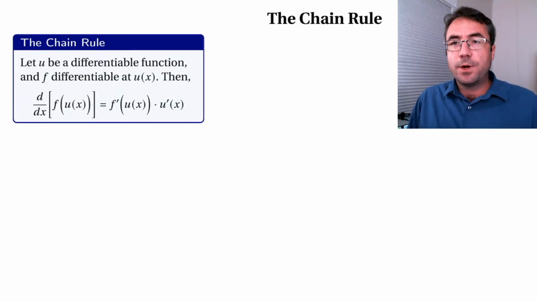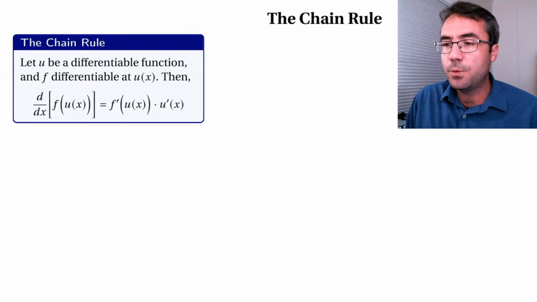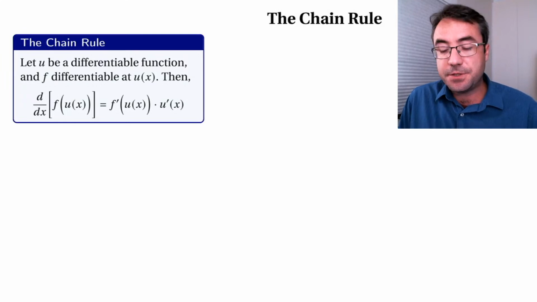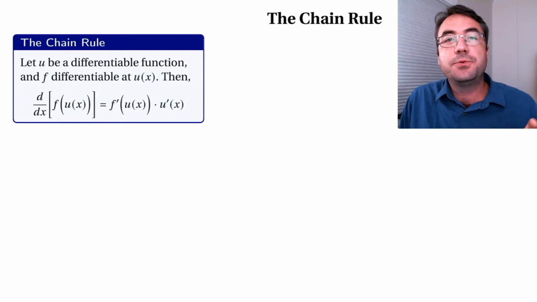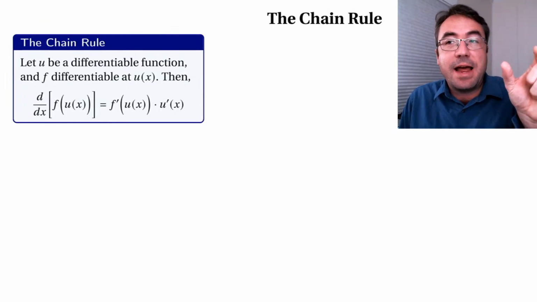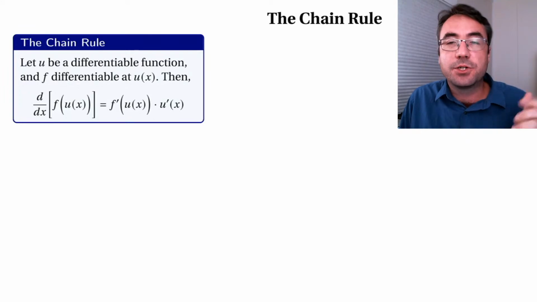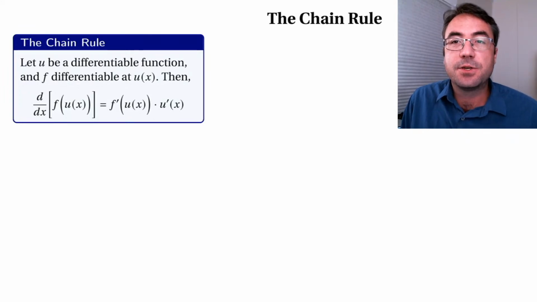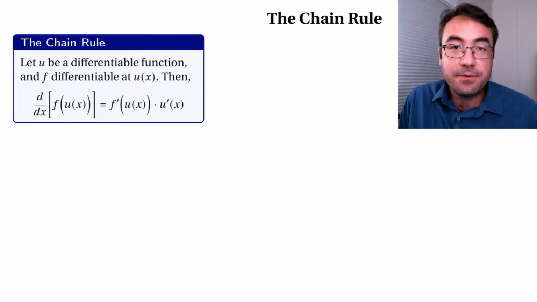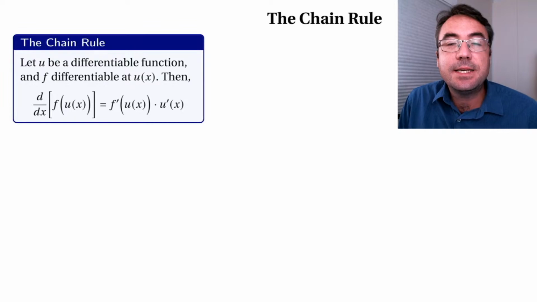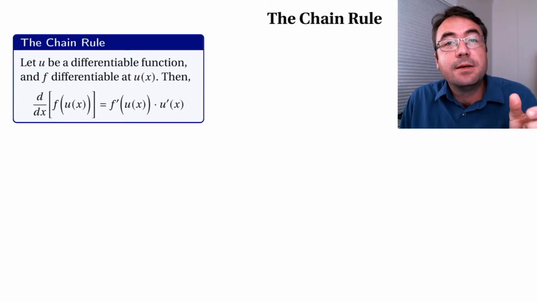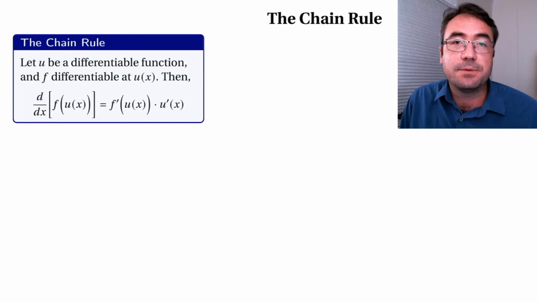All right, so where did we leave off last time? We left off talking about the chain rule. This was a derivative rule that allows us to calculate the derivative of composite functions, where we have an outer function and an inner function, one function plugged inside of another. What this rule says is that the derivative of that composition is equal to the derivative of the outer function with the inner function plugged in, times the derivative of the inner function.